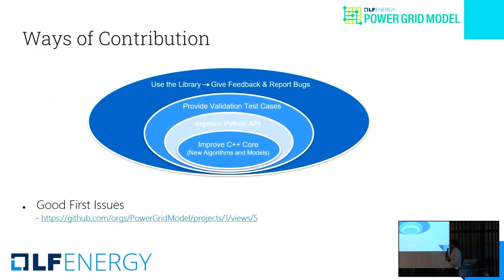Then ways of contribution. We mentioned it already, but there are different layers. You can use the library, give feedback, report bugs. That's already giving us a lot of useful input. But you could also dive one layer deeper and provide us validation test cases. If you want to do more, you could also provide Python code or improve the Python API if you think, hey, this function can be updated, or I think we can do something better, then feel free to do so. And if you want to really dive into the C++ core, you can, for instance, add a new algorithm or new models. The list of good first issues is given in the slide as well. I think it's in the chat too. So if you want to contribute, visit that link, and maybe there's something nice for you.